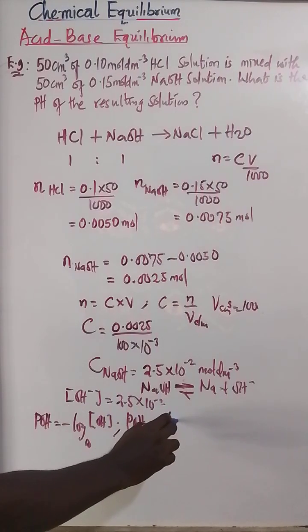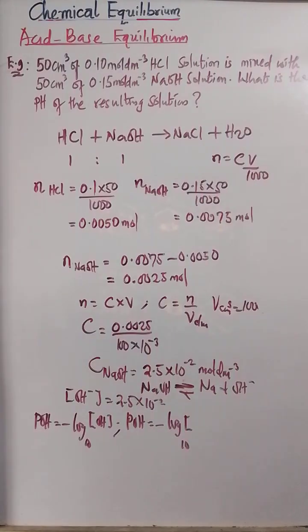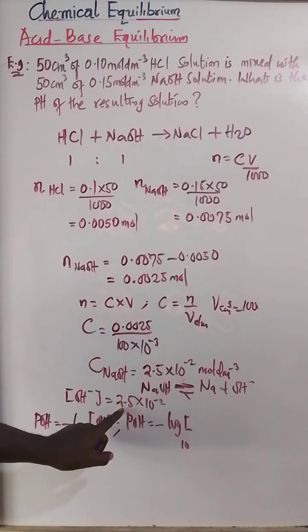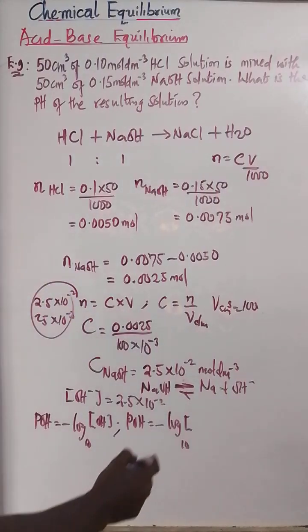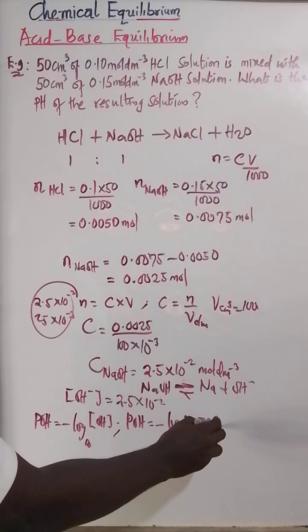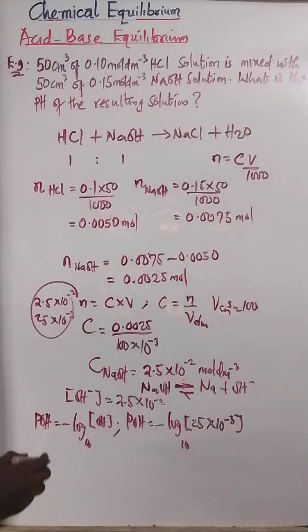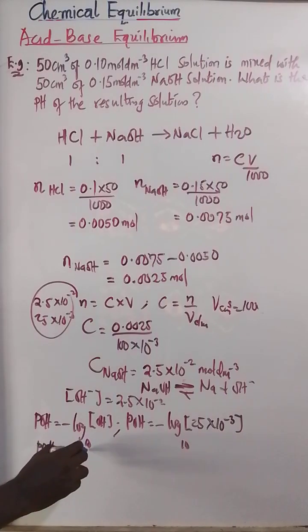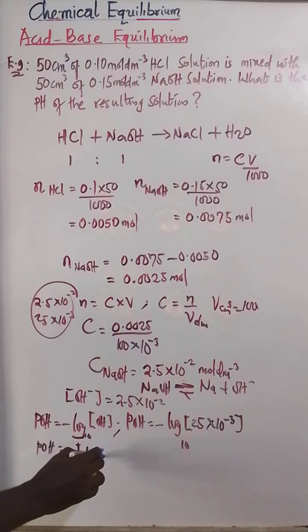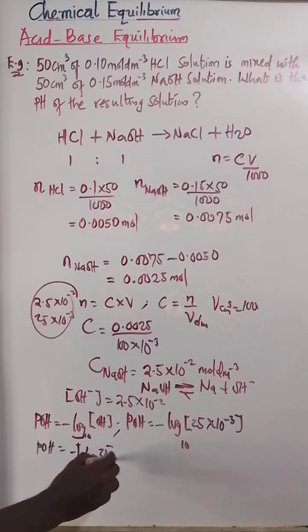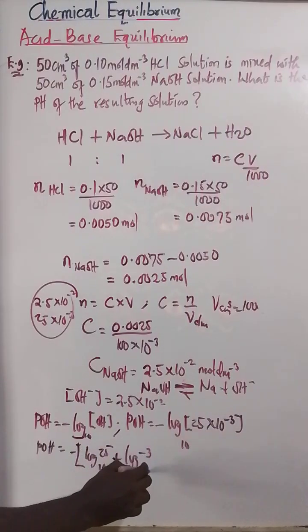our pOH becomes minus log to base 10. What is the concentration? So this time around, 2.5, I will not use decimal. So in mathematics, 2.5 times 10 to the power minus 2 is same as 25 times 10 to the power minus 3, so that this is under standard form. So this will be same as what? 25 times 10 to the power minus 3. So using law of logarithm, our pOH here becomes minus, that will be log 25 base 10, we turn the times to plus log 10 to the minus 3 base 10.